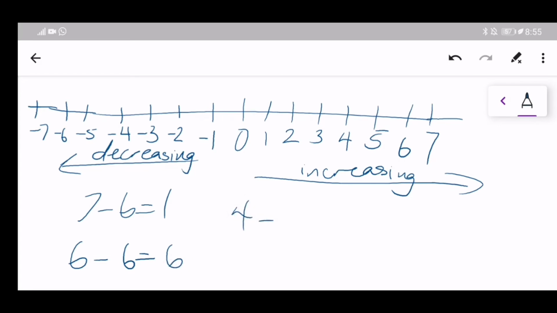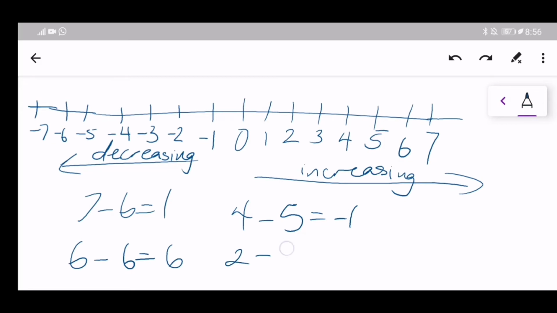So, with that being said, what if we had a number like 4 minus 5? Now in primary school, you would have been told that you cannot take a bigger number from a smaller number. But let's use the number line and see what answer we get. We're starting from 4 and we're going this way 5 times. Let's see what happens. 1, 2, 3, 4, 5. So the answer is -1.